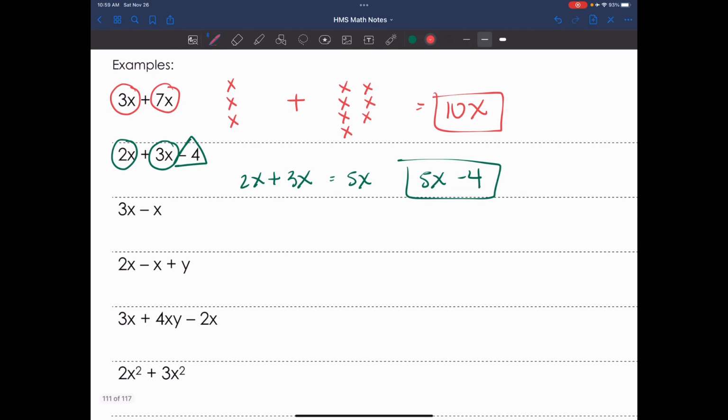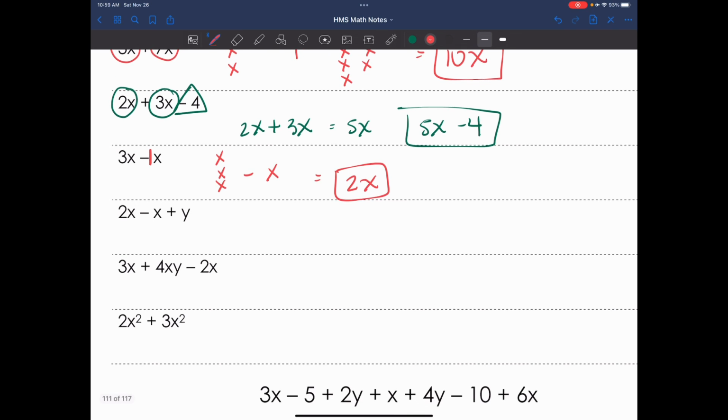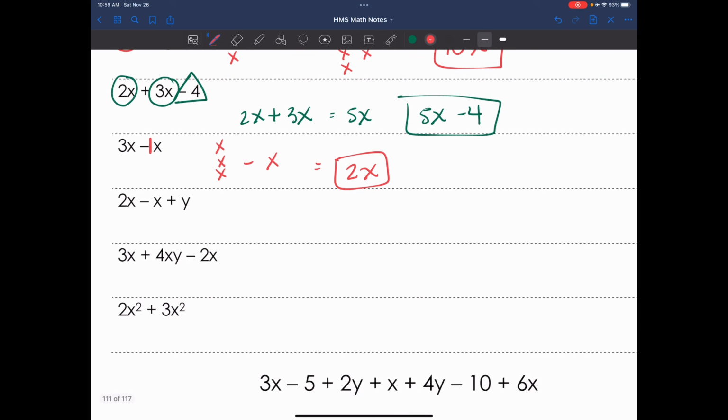All right, 3x minus 1x, right? Because we have that invisible 1 there. If I have 3 x's and I take away 1x, how many x's do I have? Yep, that's 2x. Boom shakalaka. All right, I am going to do this one, and I want you guys to try these two on your own.